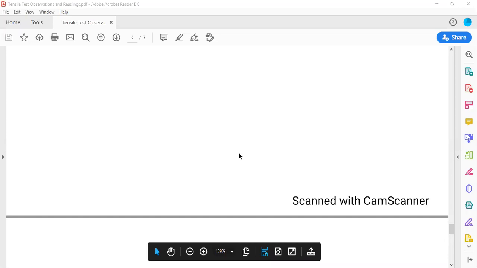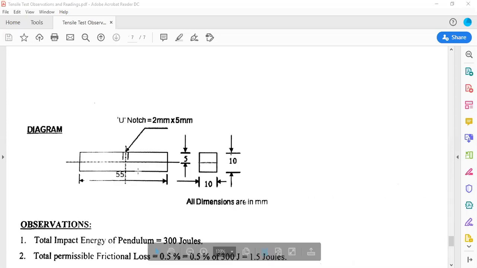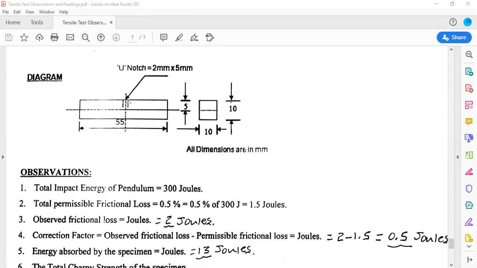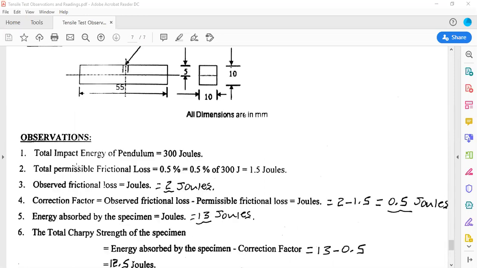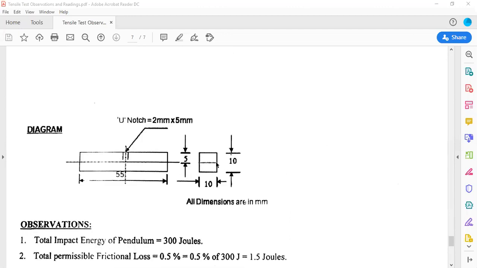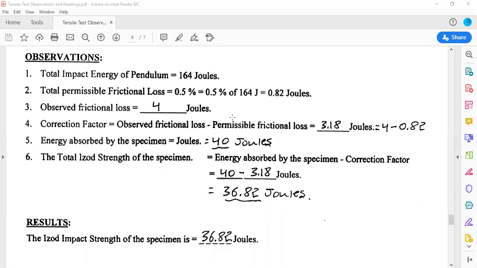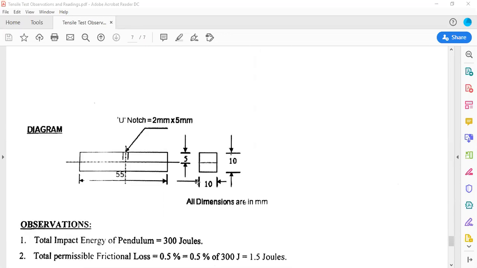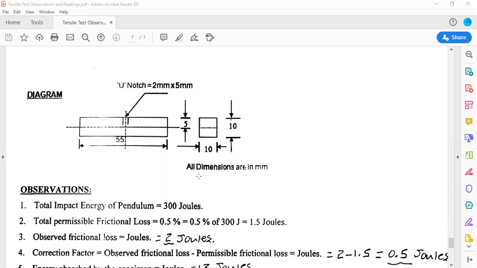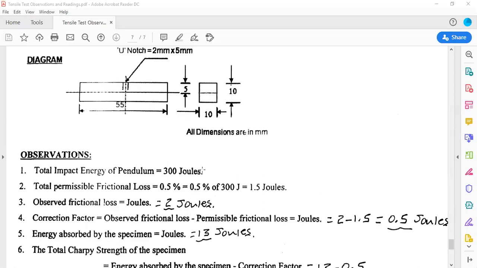The same procedure is used for Charpy also. Here the notch will change and the dimensions also change. Here you are going to use a U notch. These are the dimensions. Sorry, the width is 2 and depth is 5. These are the observations. For Charpy, the maximum energy of the pendulum is 300 joules and the angle of fall here is 145 degrees, whereas in Izod it is 85 degrees. If you see the mounting of the pendulum in the video, you will get to know the concepts clearly.